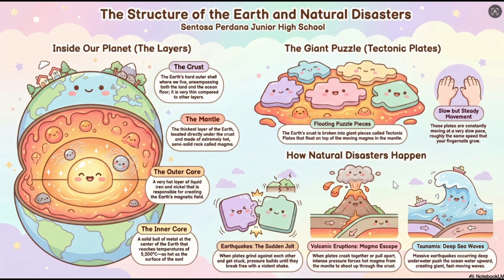How natural disasters happen. For earthquakes, when plates grind against each other and get stuck, pressure builds until they break free with a violent shake. Volcanic eruption: when plates crash together or pull apart, it causes the mantle to shoot up through the crust. The last, tsunamis: massive earthquakes occurring deep underwater push the ocean water upward, creating giant, fast-moving waves.